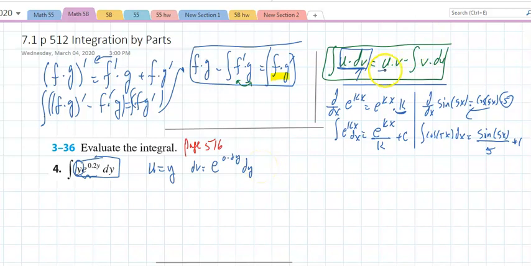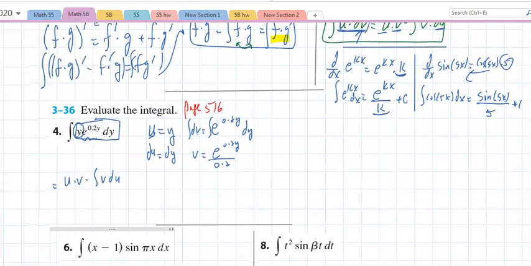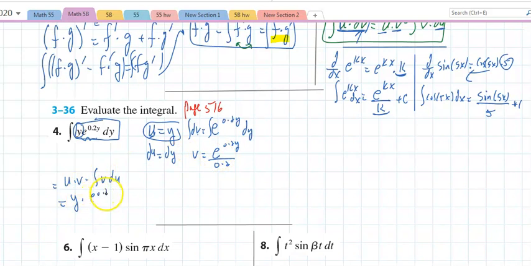Now, I notice what I need. I need u, it's right there. But I need v. If this is dv, the way to get v is to integrate. The integral of this, based on what I just showed you, is e to the 0.2y divided by 0.2. And I also need a du. The derivative of y is simply dy. And now, this is going to equal u times v minus the integral of v du. You have to write this enough times until it registers. U is right there. V is right there. So it's really this minus the integral of this, and that will be e to the 0.2y over 0.2 dy.